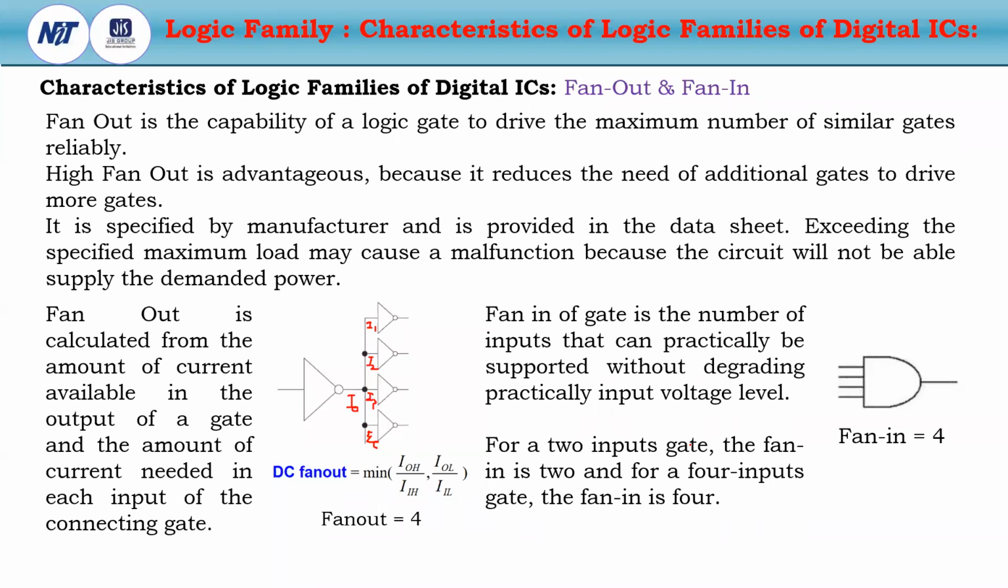Fan out is nothing but the amount of current available at the output of a gate and the amount of current needed at each input of the connecting gates. It will be the minimum of the ratio of IOH by IIH or IOL by IIL. Whichever is minimum will be the fan out. And fan in is how many inputs exist in a single gate. So that is the fan in.